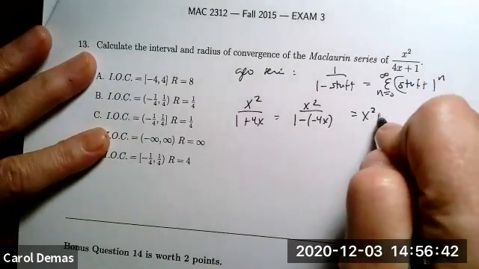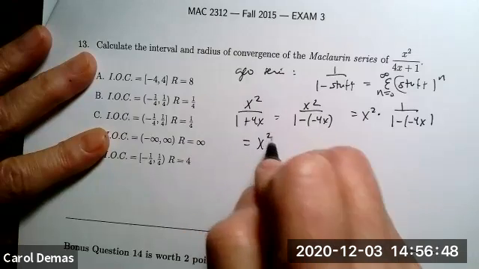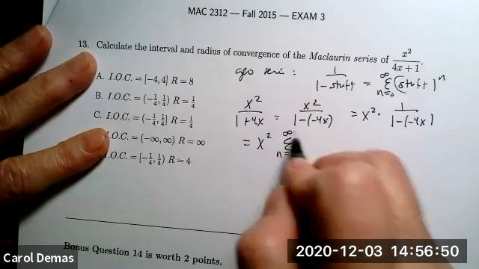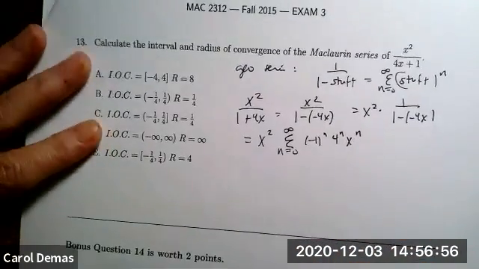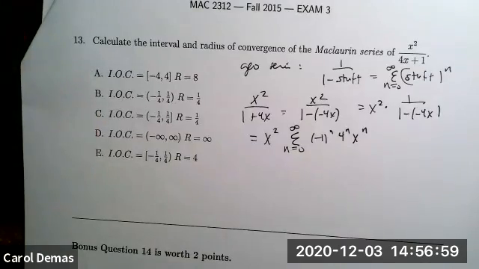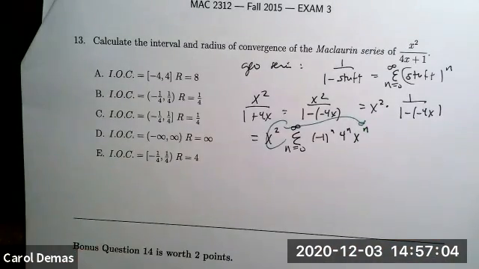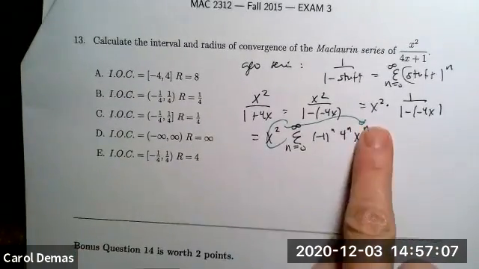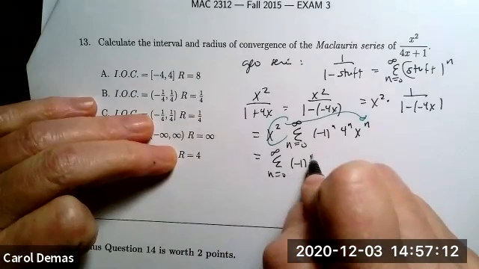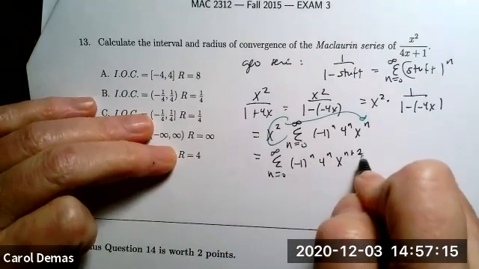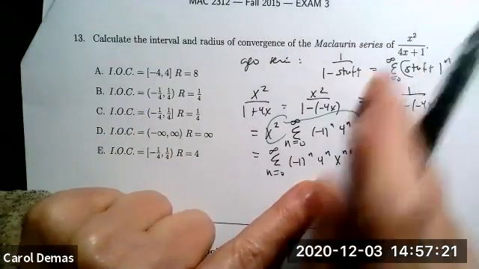Okay, and that's going to be x squared times 1 over 1 minus -4x. And I can write that as x squared times the sum n equals 0 to infinity of -1 to the n, 4 to the n, x to the n. Okay, now if I want to make this pretty, I have to pull this x squared inside. So what's going to happen to the index? It's going to go up 2. So that'll be the sum n equals 0 to infinity of -1 to the n, 4 to the n, x to the n plus 2. All right, so is everybody okay with this being equal to this series?